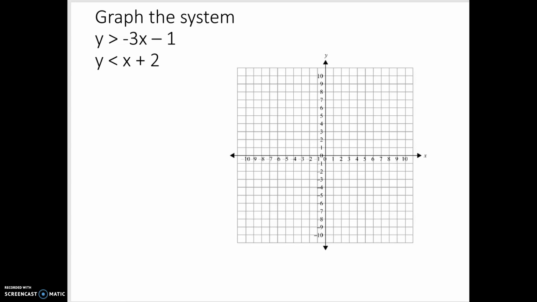Remember, with inequalities, you do have to worry about whether you have a dashed or a solid line. And you also need to shade. So please make sure you are doing both when you complete your notes and your worksheet or your assignment today.